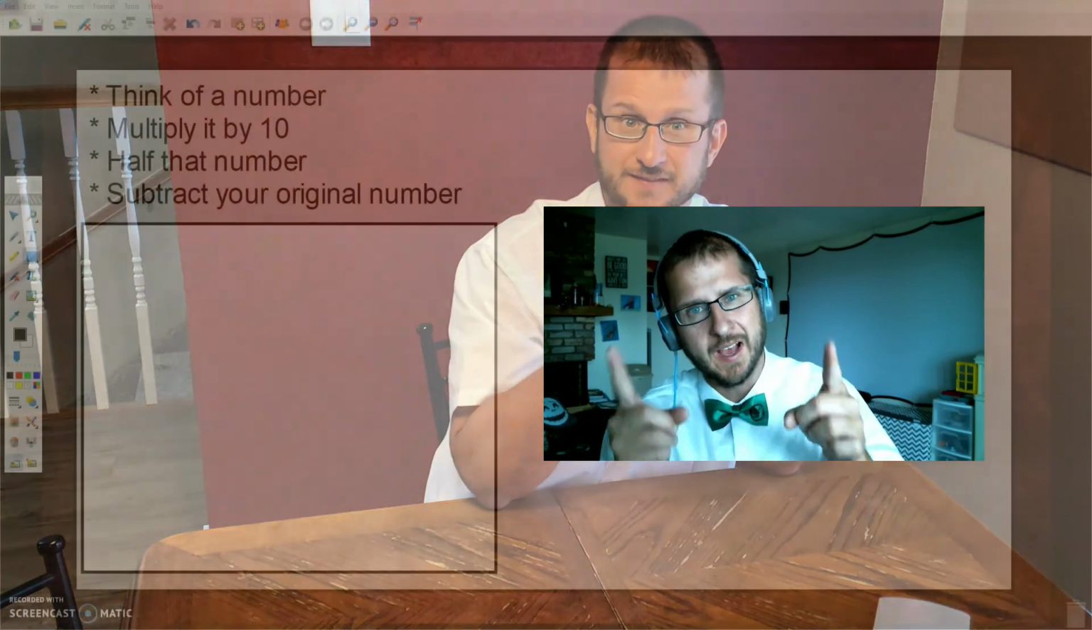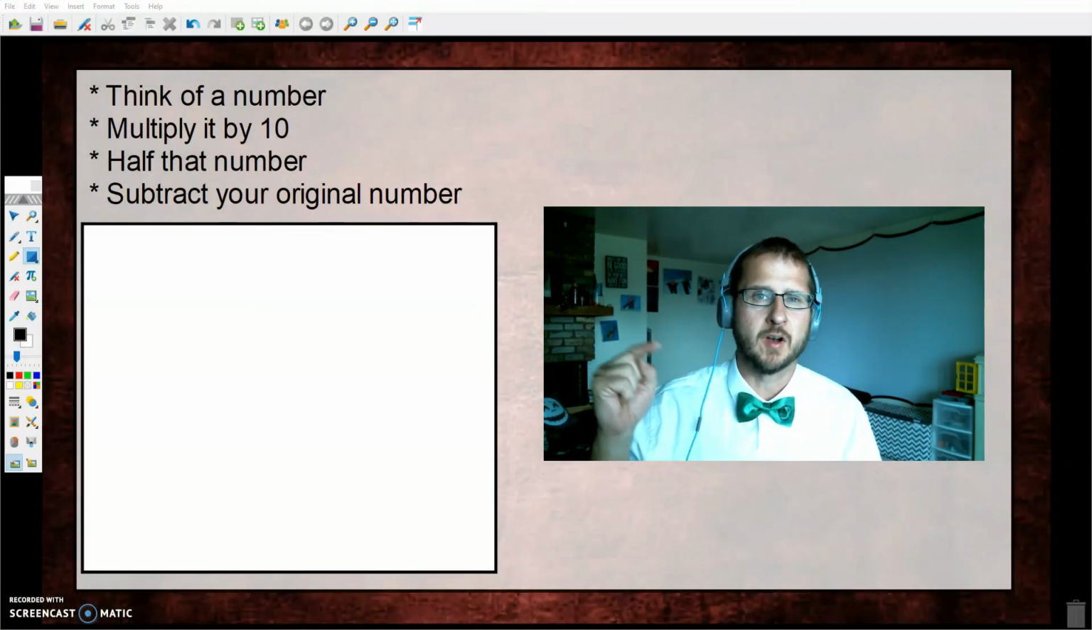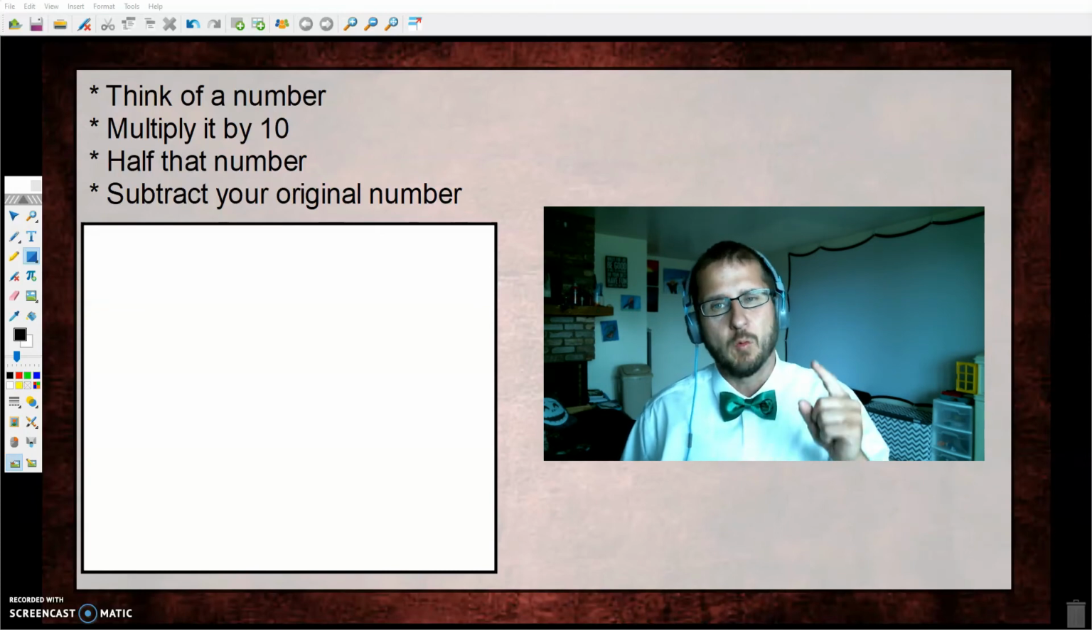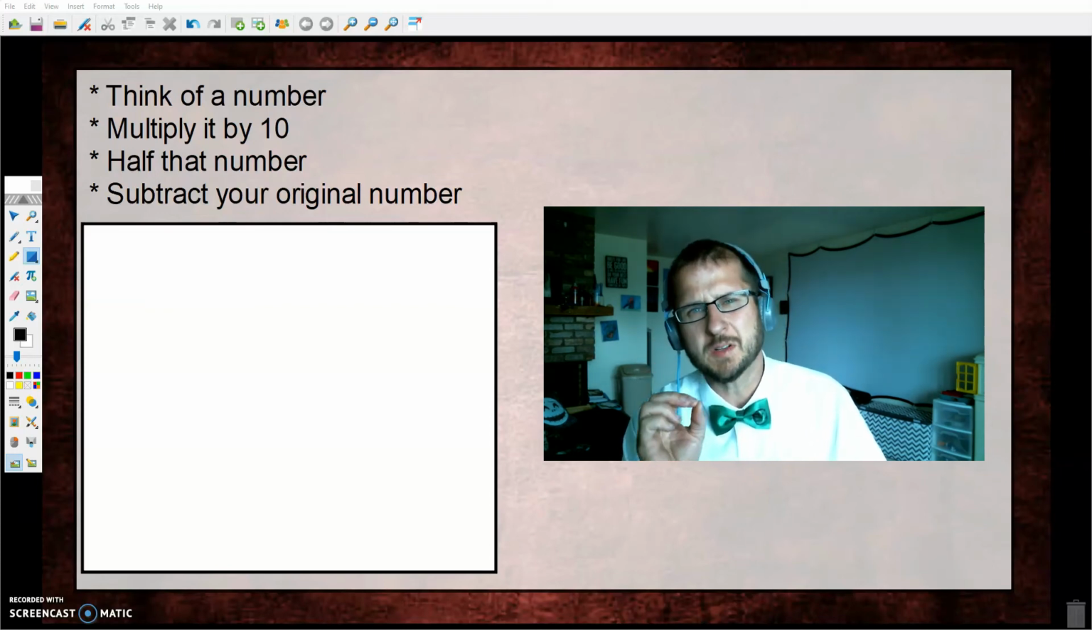Okay, so for today's magic trick, you and I are going to come up with a math problem. I have written the answer to that math problem underneath that white box right over there. I want you to think of a number between 1 and 10. Don't tell me. Don't tell me. Okay, I want you to multiply that number by 10.